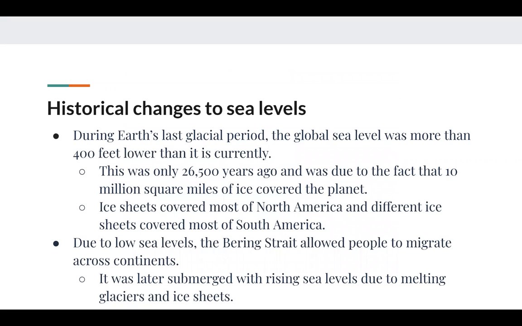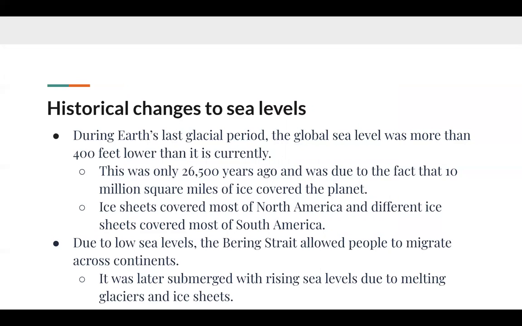So how have sea levels on Earth changed over time? During Earth's last glacial period, the global sea level was more than 400 feet lower than it is currently. This was only around 27,000 years ago, and was due to the fact that over 10 million square miles of ice covered the planet. Now, these ice sheets covered most of North America, and different ones also covered South America.